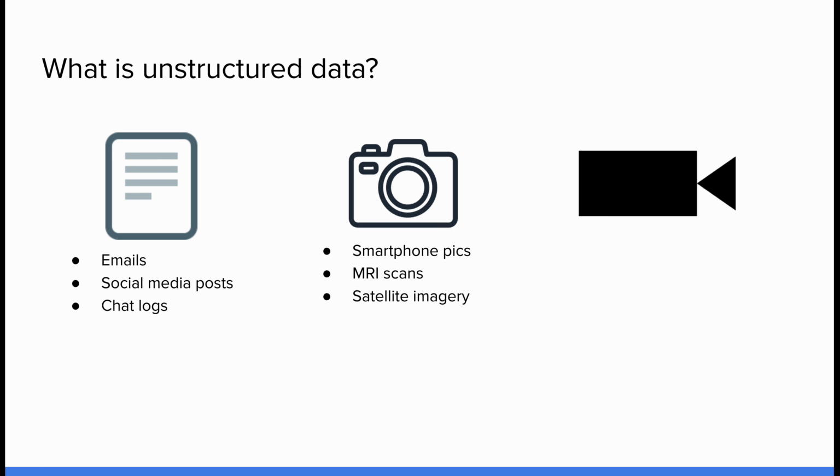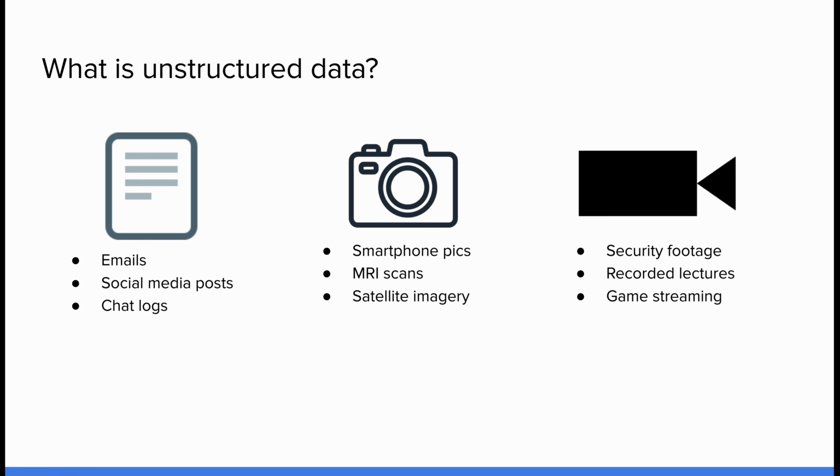On the right, we have video data. This category could include security footage, recorded lectures for educational purposes, and game streaming. These video files are often lengthy and contain a vast amount of information, making them more complex to analyze. When we look at these examples, we can ask, what is common among them? What does unstructured data typically have?